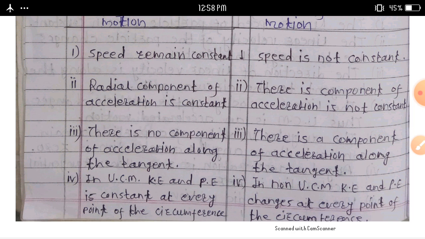Then we discussed kinematics of circular motion. In kinematics of circular motion, we discussed translational motion and rotational motion. These two concepts we discussed, and the most important points we discussed are uniform circular motion and non-uniform circular motion.